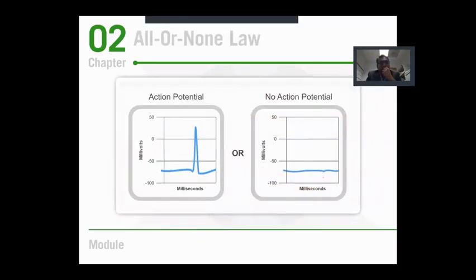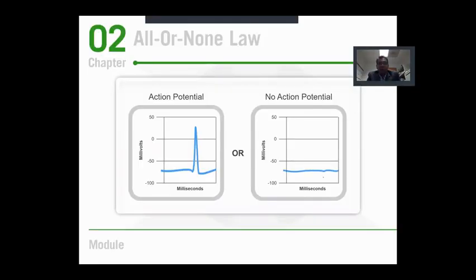Now, the action potential generation follows the all or none law, which means that when a neuron is stimulated, either an action potential is generated, and if it is, then it is propagated all along the length of the neuron, or it is not generated, which depends on the strength of the stimulus.